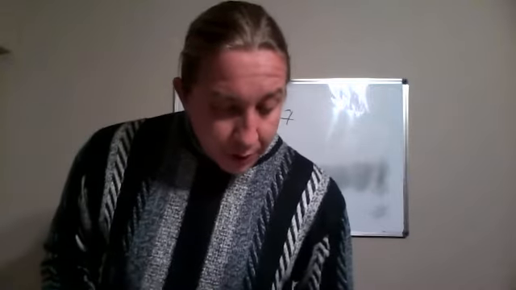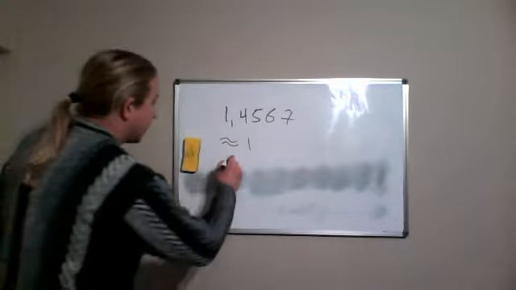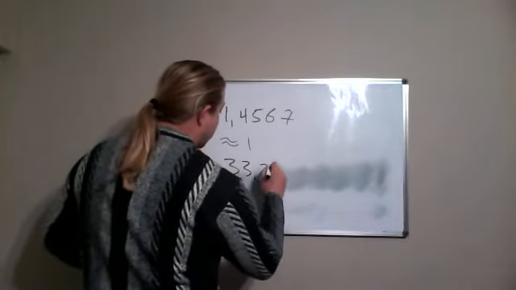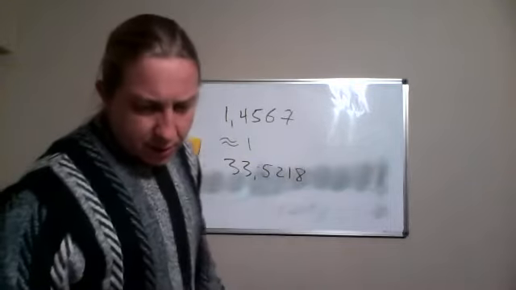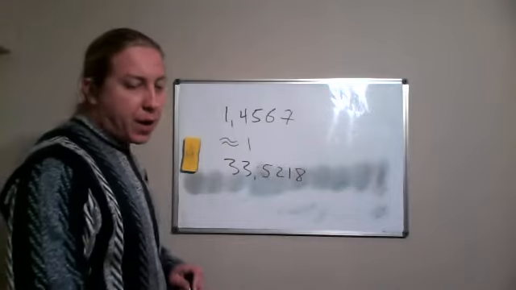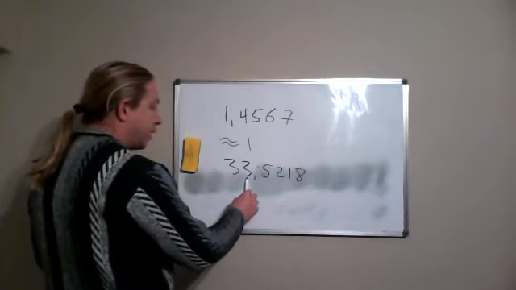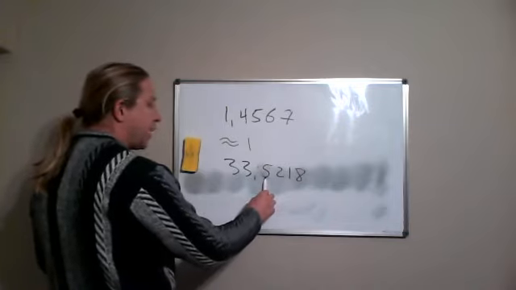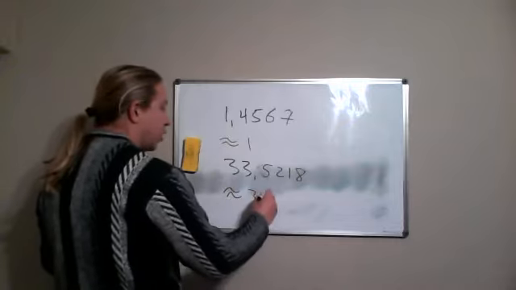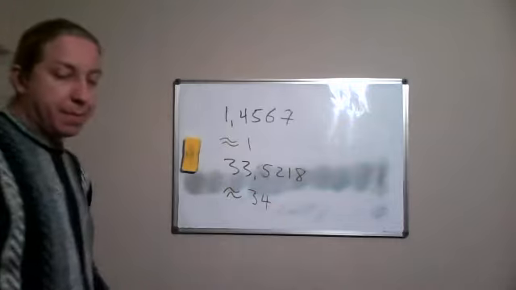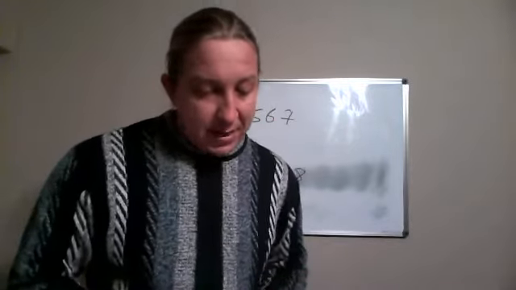Okay. Number B, so 33.5218. So we want to round off to the nearest whole number again. So here's the whole number units. We look to the right. This is a 5. So we add 1 more here. So this is approximately 34. Okay. Cool. Number 2, round off the following numbers to one decimal place.